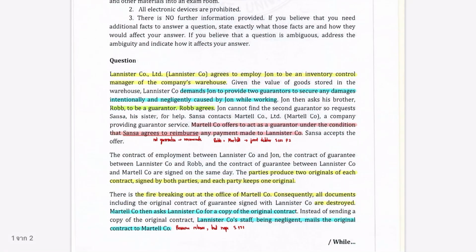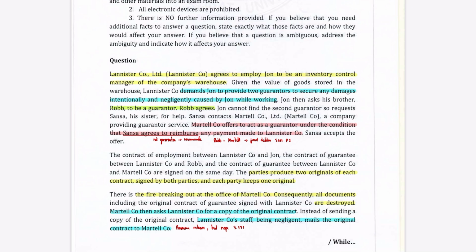So the facts say that Mr. Cole agrees to employ John to be an inventory control manager of the company's warehouse and demands John to provide two guarantors to secure the damage intentionally or negligently caused by John while working, which means any damage caused by John in the course of his employment, that is the damage to secure.